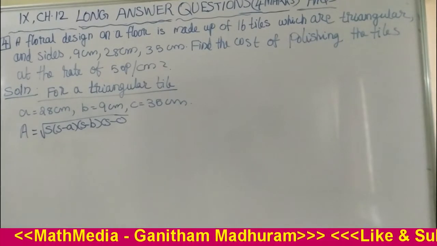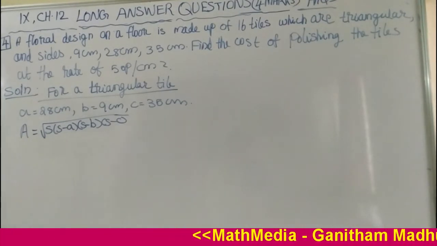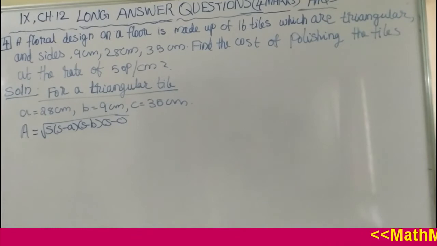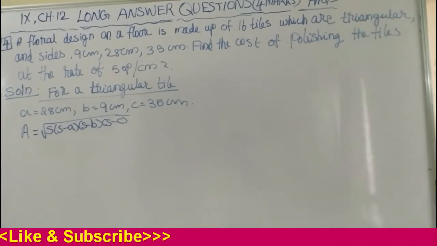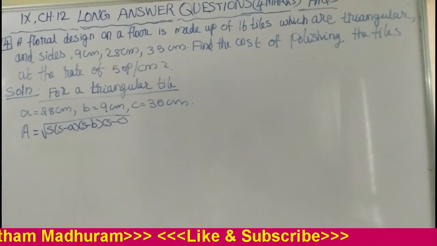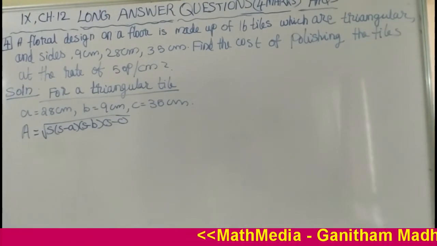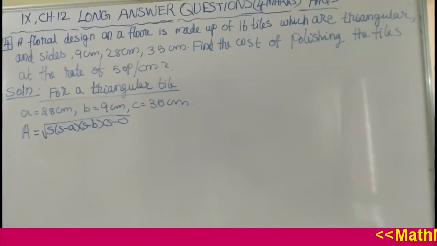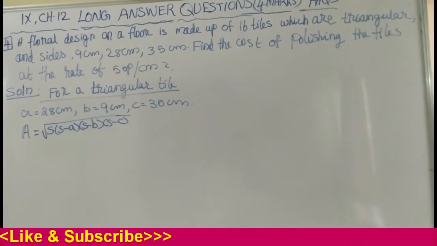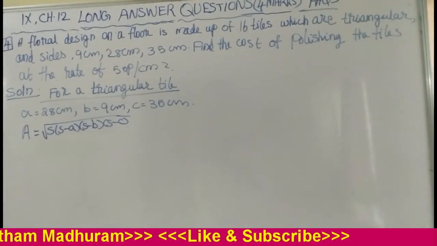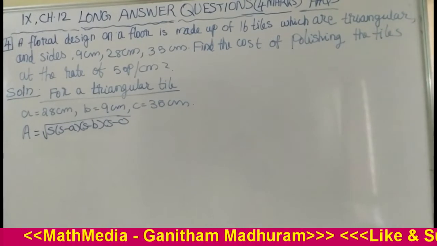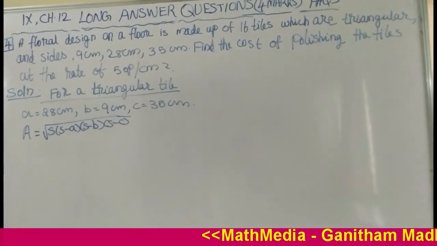Next question. A floral design on a floor is made up of 16 tiles which are triangular and the sides are given as 9 cm, 28 cm and 35 cm. Find the cost of polishing the tiles at the rate of 50 paise per centimeter square.